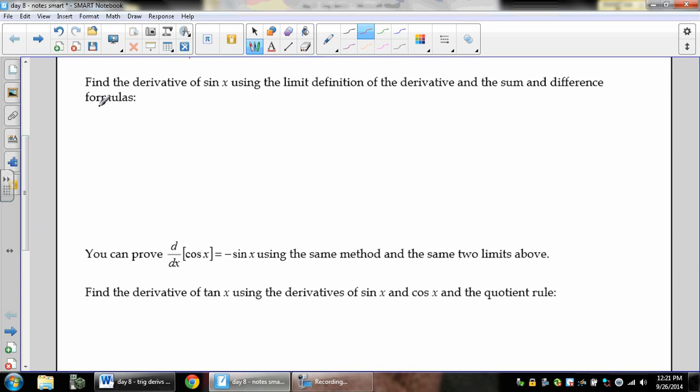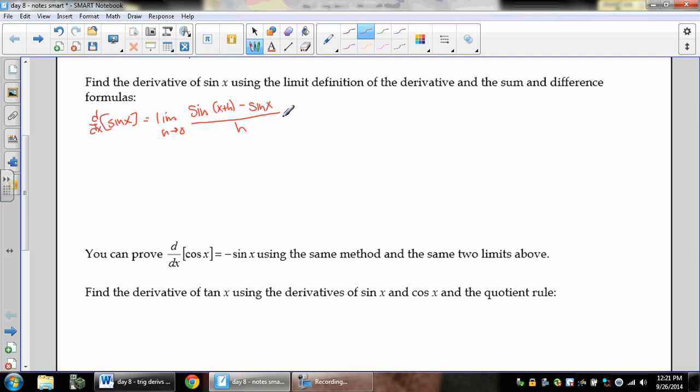Now, let's say I want to find the derivative of sine x using the limit definition of the derivative and the sum and difference formulas. The derivative of sine x is going to be the limit as h approaches 0 of f of x plus h, which is the sine of x plus h, minus f of x, minus sine x, all over h. I want to take the limit as h approaches 0.